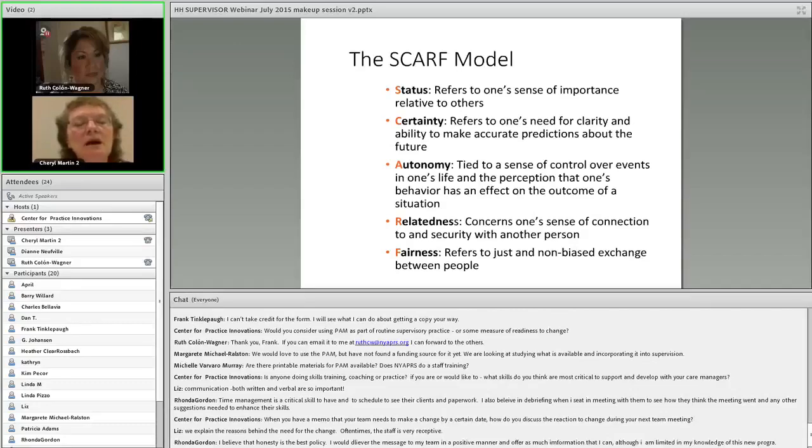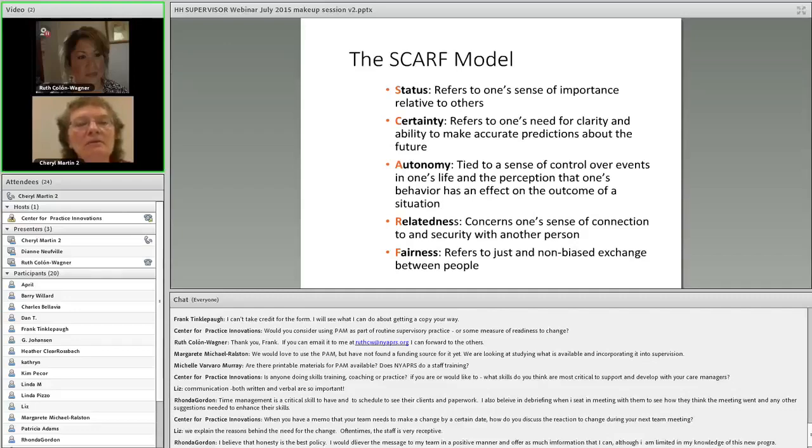Autonomy has always been one of the most important things from my perspective, this understanding that people have control over their events, the perception that what you do makes a difference, that you can actually make things work better. And we want to use that kind of language with folks so that it builds their sense of autonomy, that self-efficacy, that belief that they can have an impact.